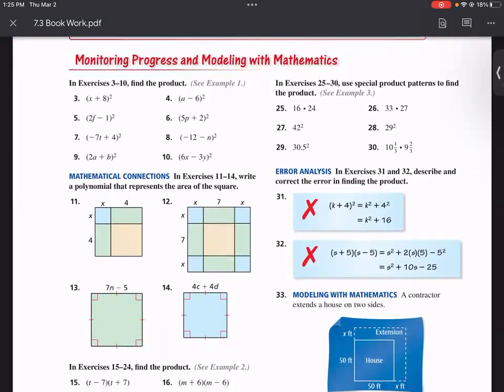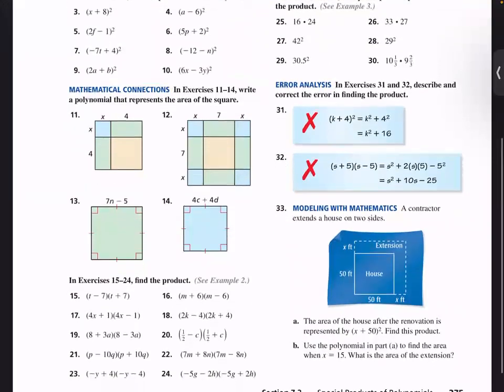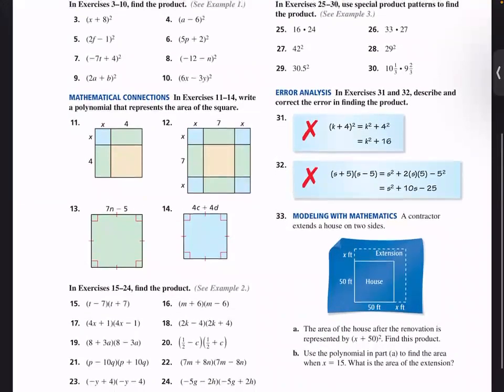Okay, our homework is 3 through 10 and 15 to 24. So it's on the board right here. It's 3 through 10 and 15 to 24. Amelia, you want to just go write that up with one of my markers? 3 through 10, 15 to 24.